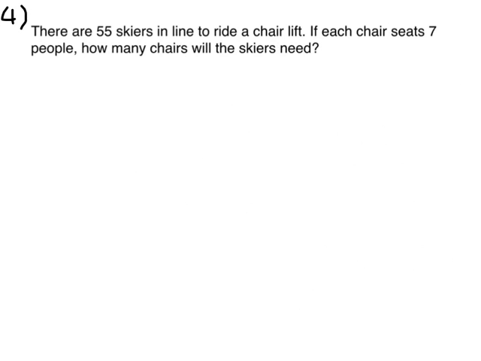There are 55 skiers in line to ride a chairlift. If each chair seats 7 people, how many chairs will the skiers need? First, what's being split up in this problem? 55 skiers are being split up. What's the divisor? It's 7. The skiers are being split into groups of 7.